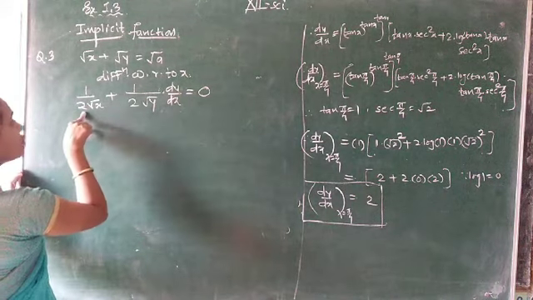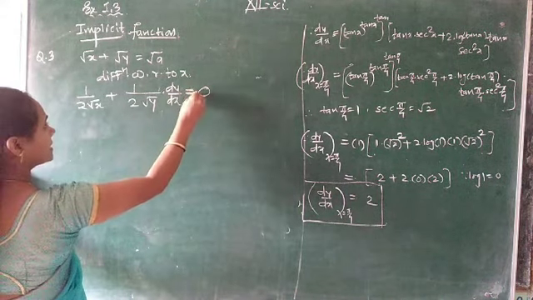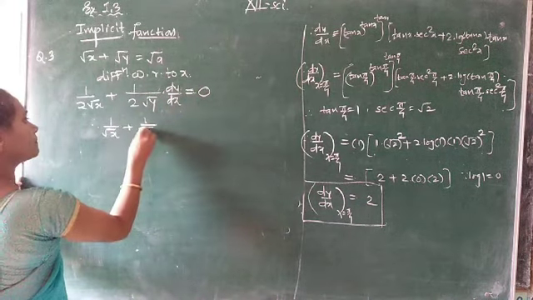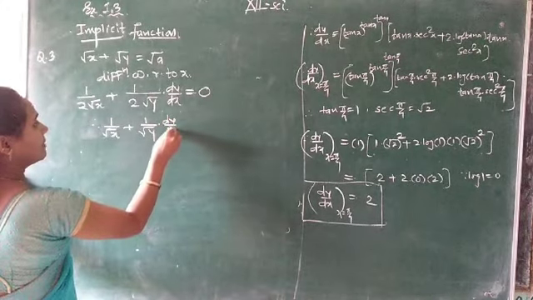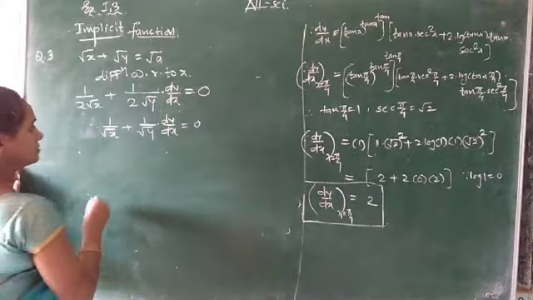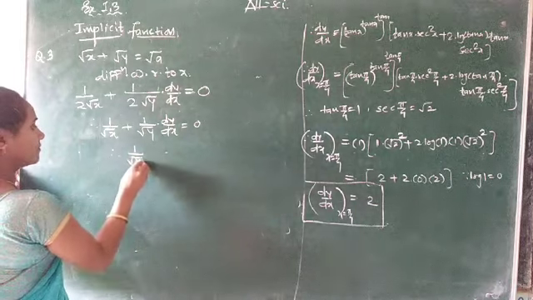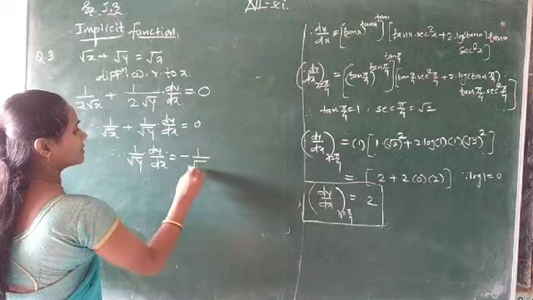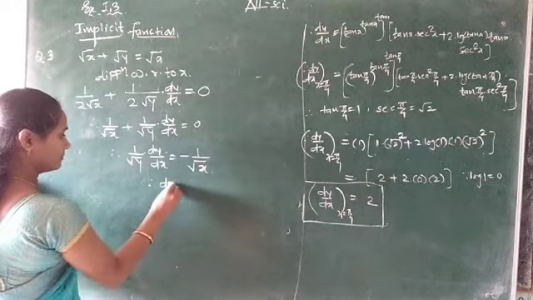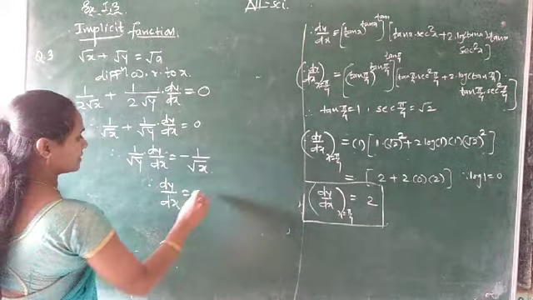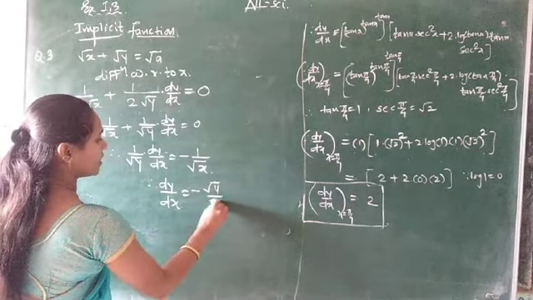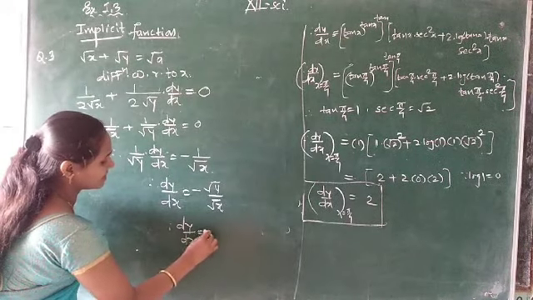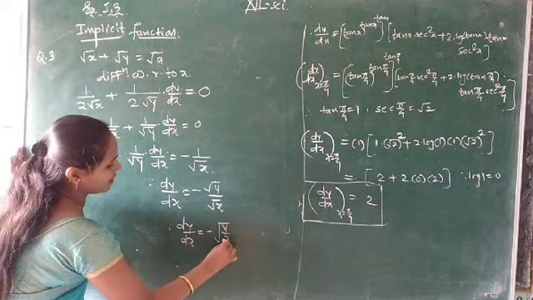Now I am taking 1 upon 2 common, and the right side becomes 0. Therefore 1 upon root x plus 1 upon root y into dy upon dx is equal to 0. Therefore 1 upon root y into dy upon dx is equal to minus 1 upon root x. Therefore dy upon dx is equal to minus root y upon root x. We write this in a single root, that is minus root of y upon x.